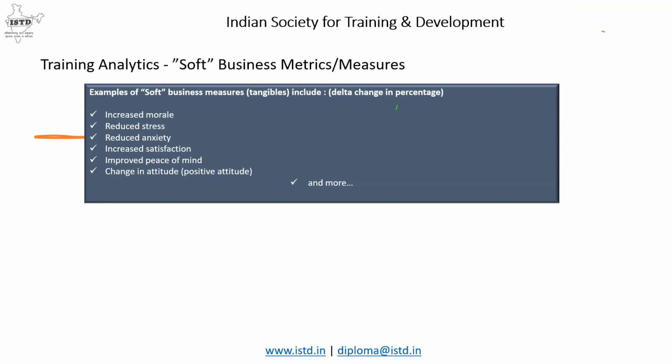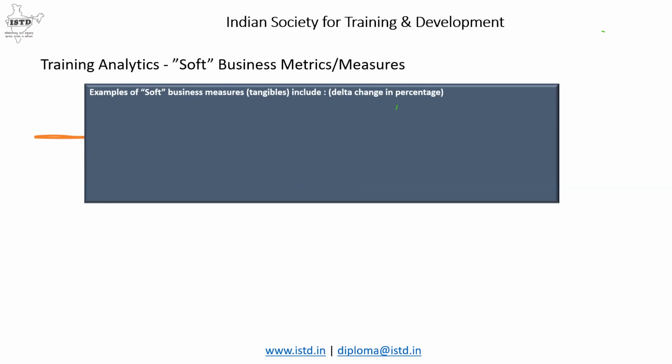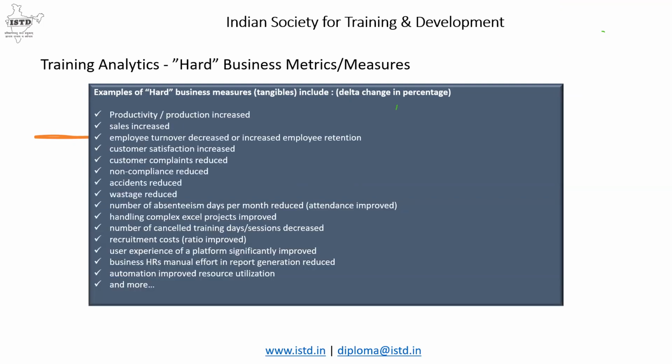So in the hard business measures also now, we are having customer satisfaction, and in the soft measures as well. Yeah. So for customer satisfaction the requirement may be different, right? It could be a soft measure requirement for a customer. It could be a hard business measure requirement for a customer. So it depends on the customer requirement.